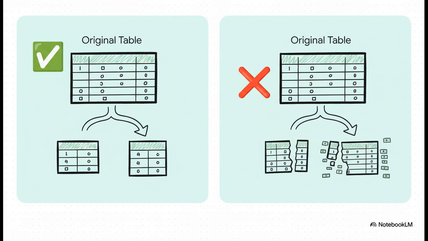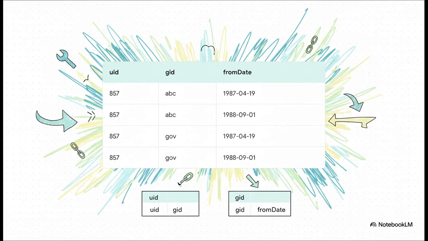A lossy decomposition is a complete disaster. It literally invents false information when you try to join the tables. I mean, just look at this nightmare. This is what happens if we split the table the wrong way. When we try to join it back together, the database has no idea which join date belongs to which of Lisa's groups. So what does it do? It just creates every possible combination. We've just manufactured garbage data that never, ever existed.